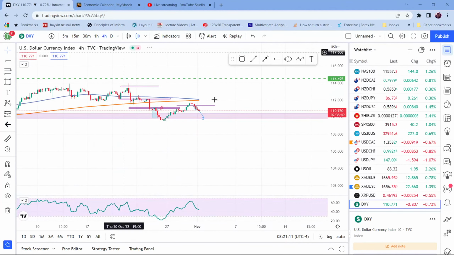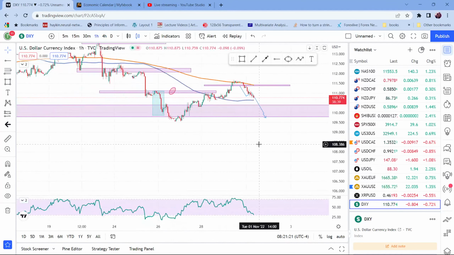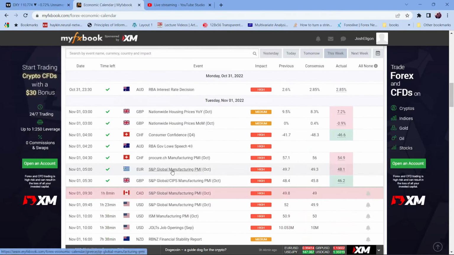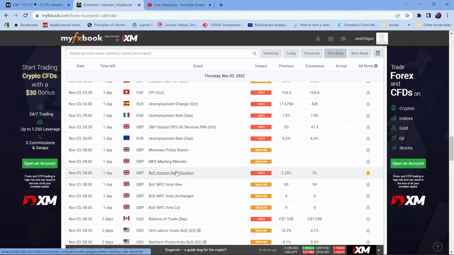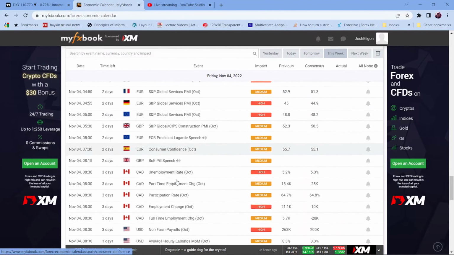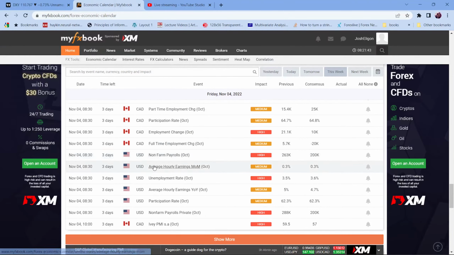Looking at the lower time frames, such as the 4 hour and the 1 hour, we can see that we do have some bearishness playing into the market dynamics of the DXY, of the US dollar currency strength. With that being said, we do have some news to look out for. I do believe we have GDP, and we also have NFP for the dollar on Friday. So you have NFP, which may cause the dollar to move in a sort of bullish tone.